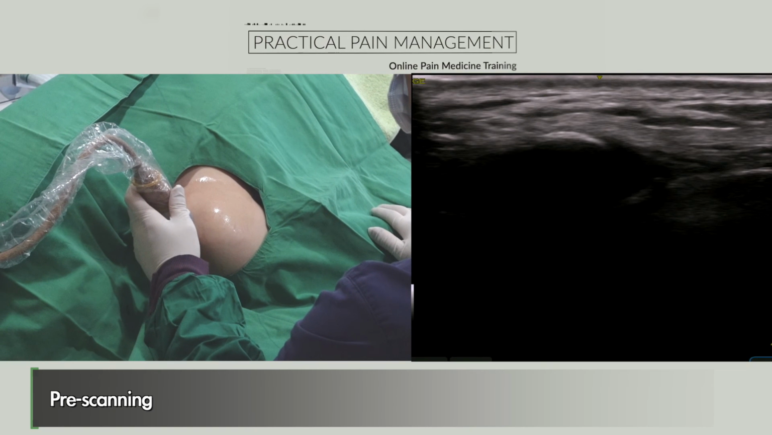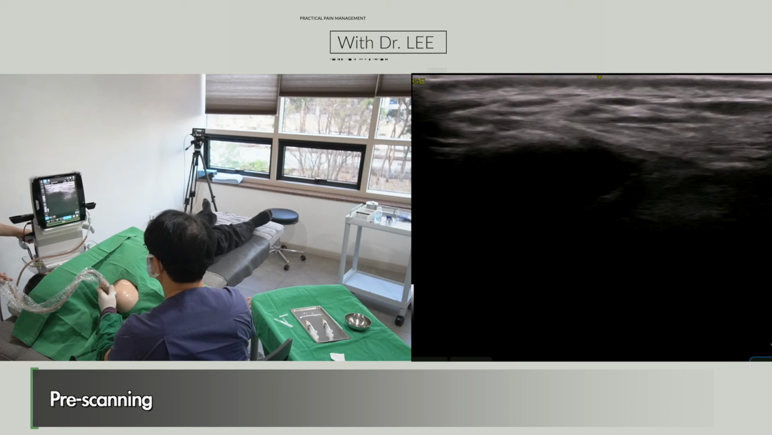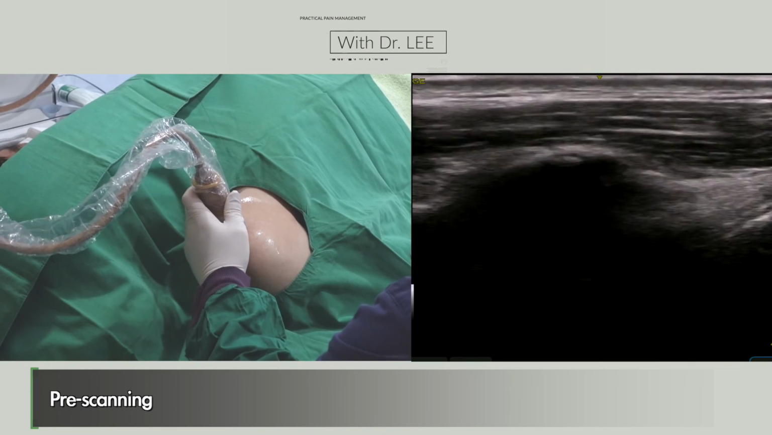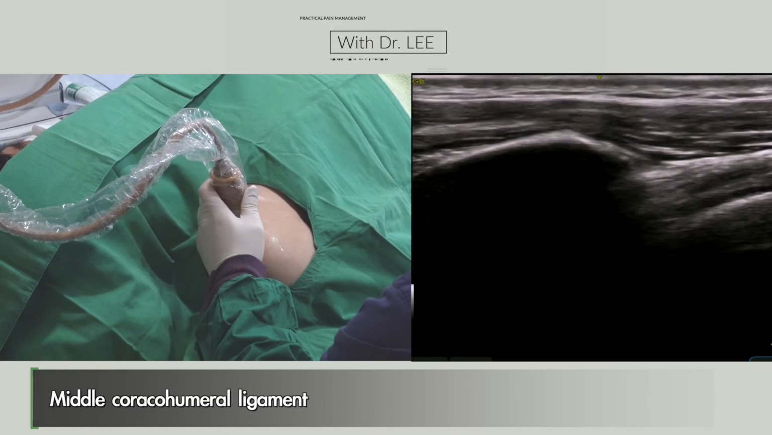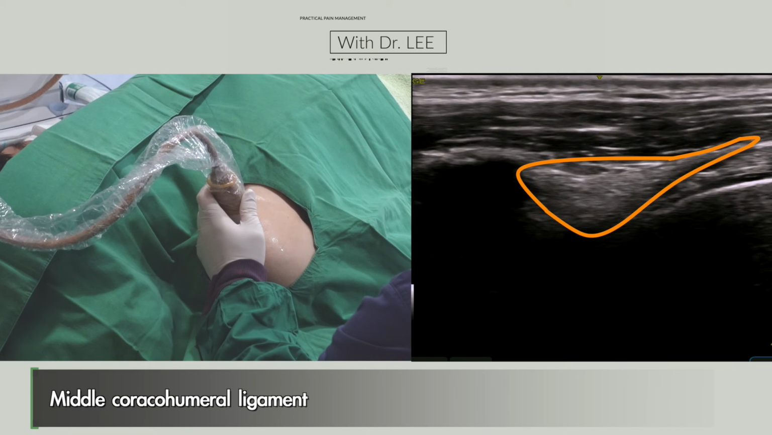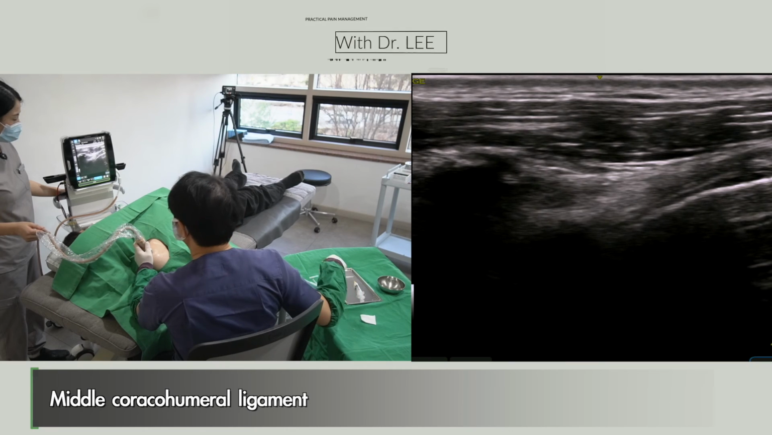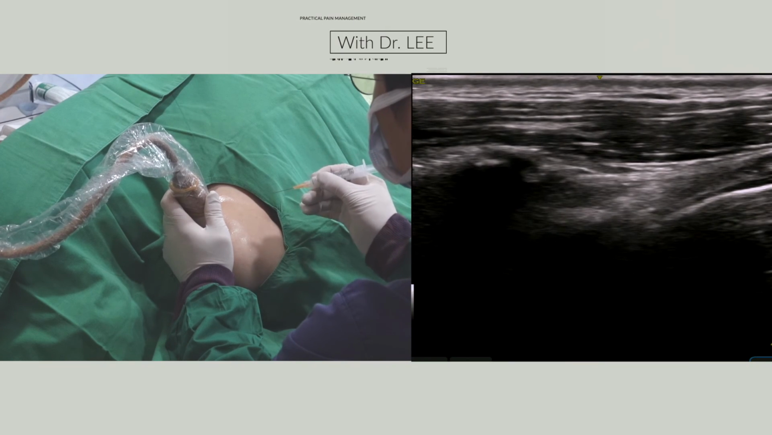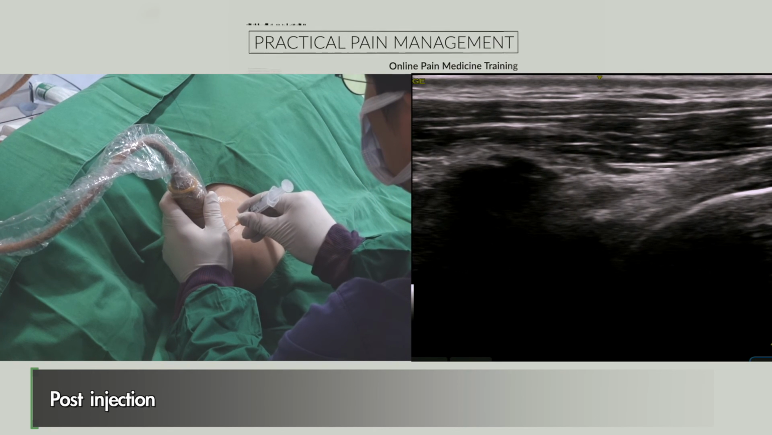Let me explain ultrasound anatomy. Surface echo of the coracoid process, articular surface of the humeral head, anisotropy of the coracohumeral ligament. Triangular echogenic structure is the middle coracohumeral ligament and lateral part of the central coracohumeral ligament. You can find the expanding coracohumeral ligament by injecting fluid.